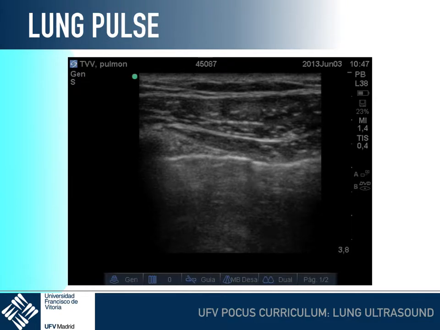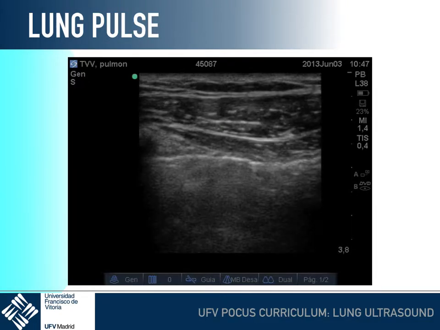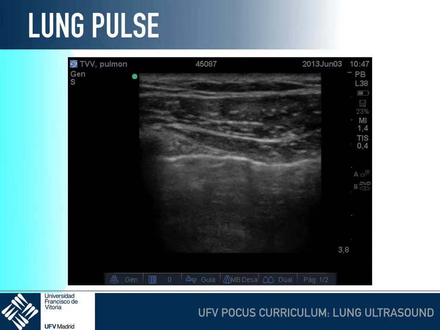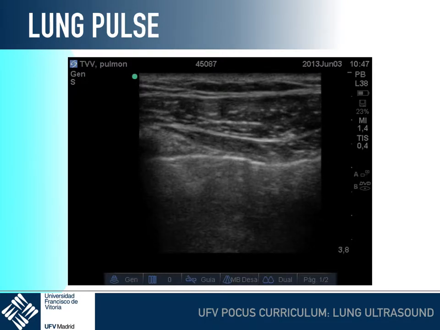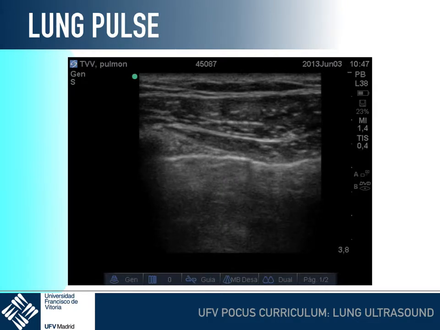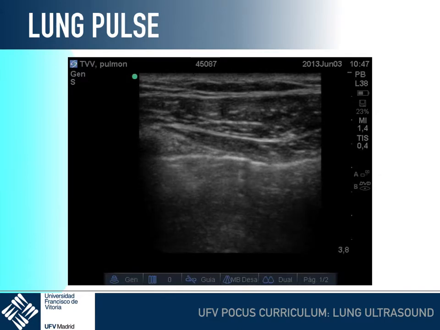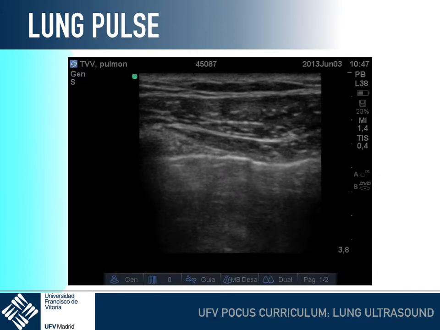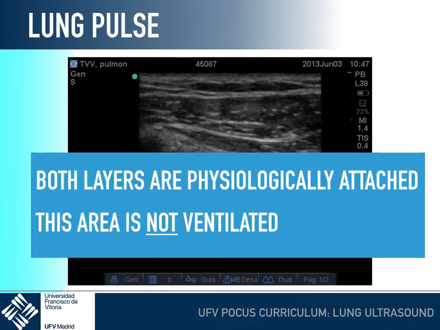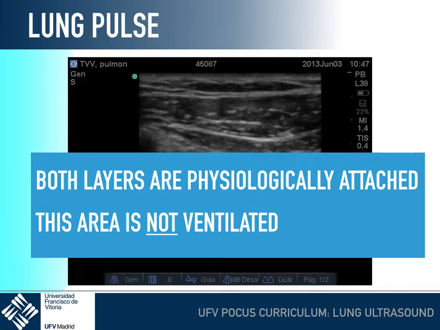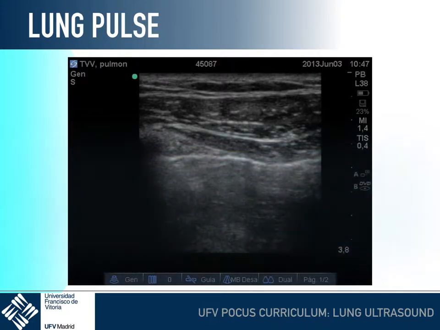What's this pulsation, by the way? The pulsation you are actually observing is the mechanical impact, the mechanical energy of the heart contractions along the pleura. So, if you see the lung pulse while evaluating the pleura, this means that both layers of pleura are physiologically attached as well, but the particular area where you are placing the probe is not ventilated. So take a look again.